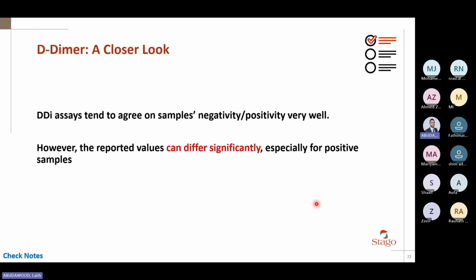This is not how it works for D-dimer. D-dimer kits, in the majority of cases, almost always agree on the result of the patient being negative, that is below the cutoff, or positive, that is above the cutoff. Again, the D-dimer assays generally agree very well on positivity or negativity of the result, not on the number. Why is that?